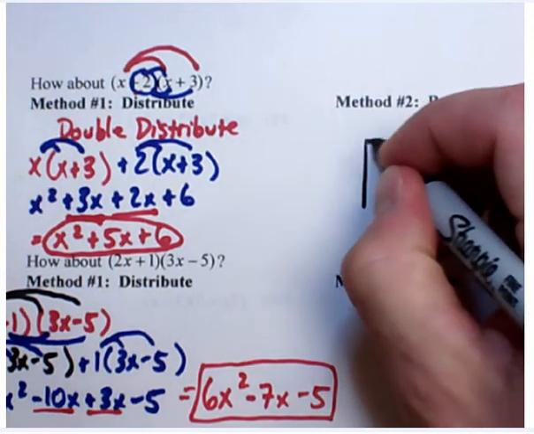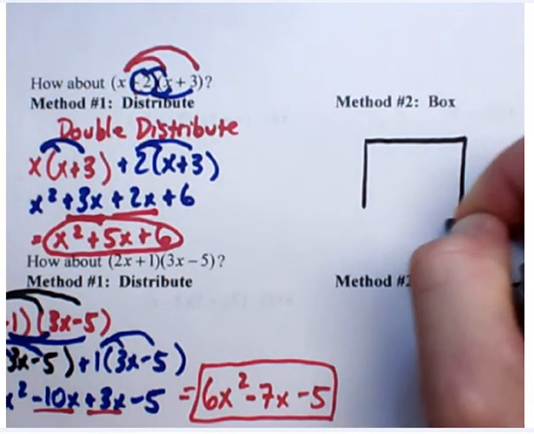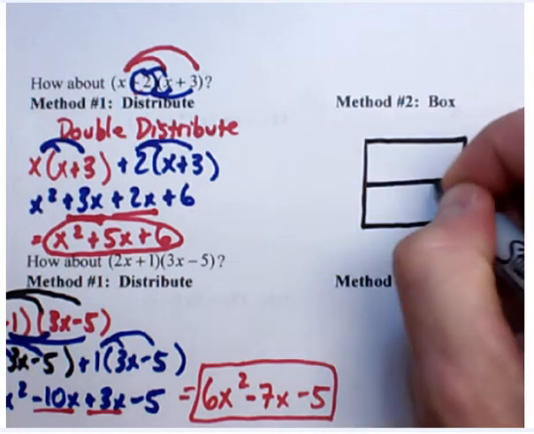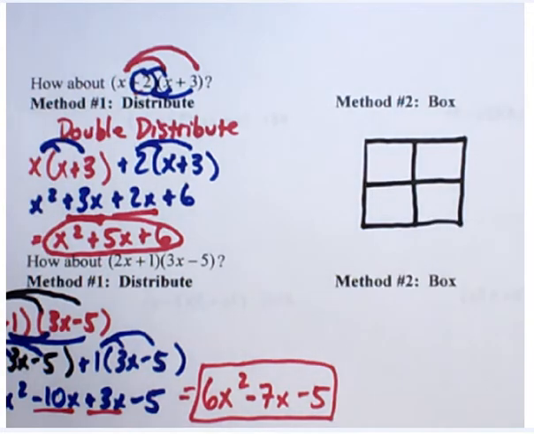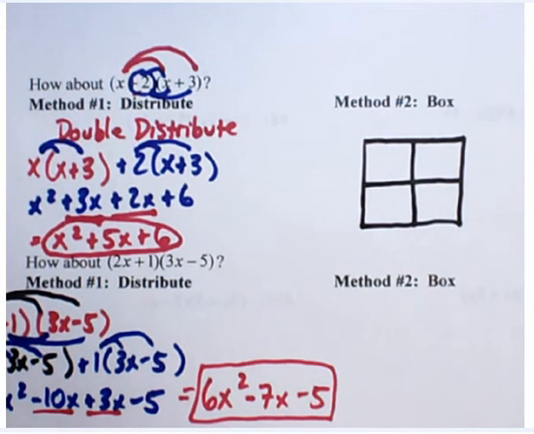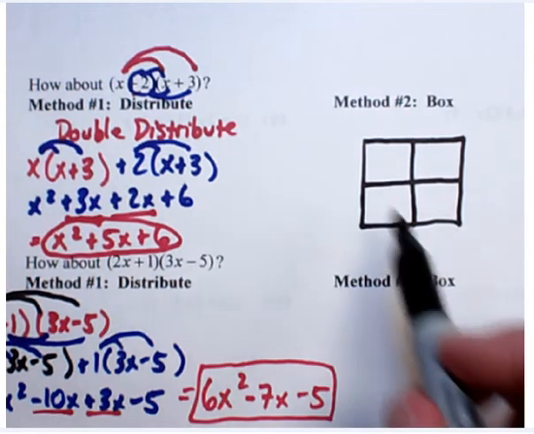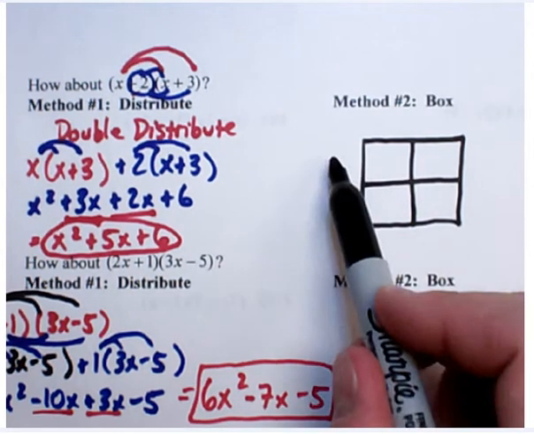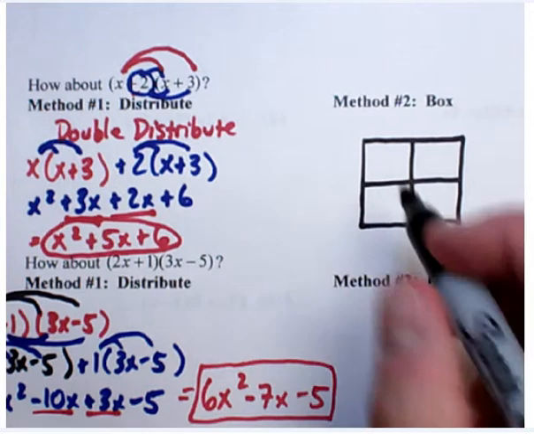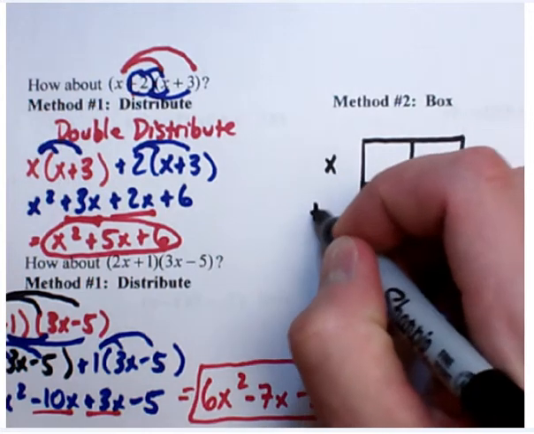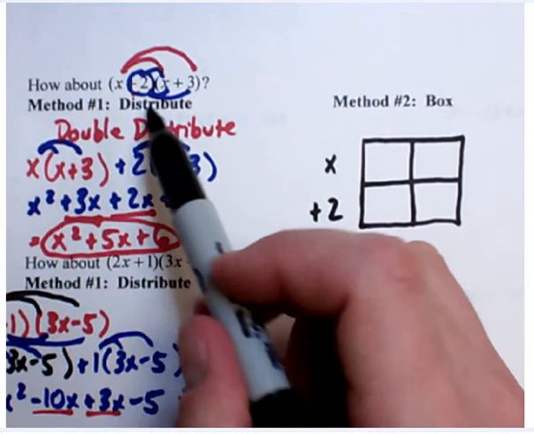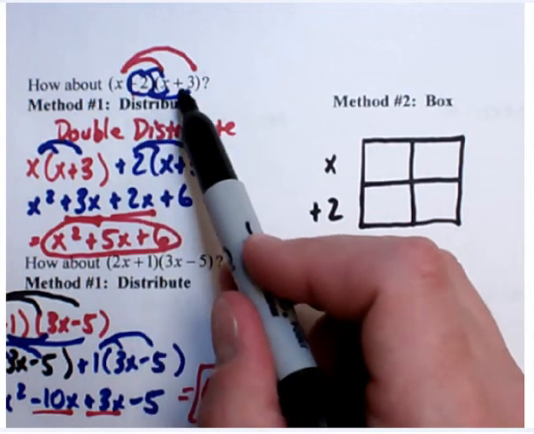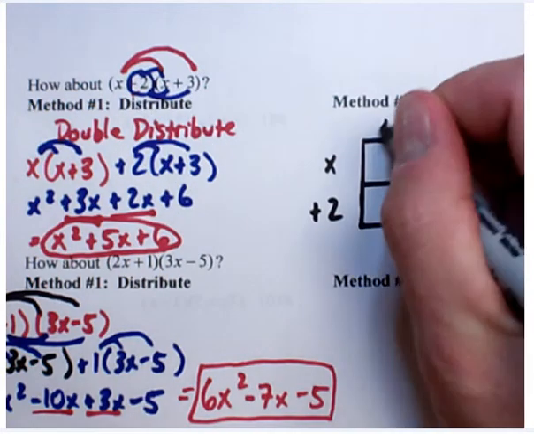I'm going to set up a box. And I'm going to put 4 squares in this box. And the reason I'm going to put 4 squares is that the outside of the box is where I'm going to put my binomials. I'm going to say x plus 2. That was the first binomial, x plus 2, and then times x plus 3. I'm going to put that in the top.